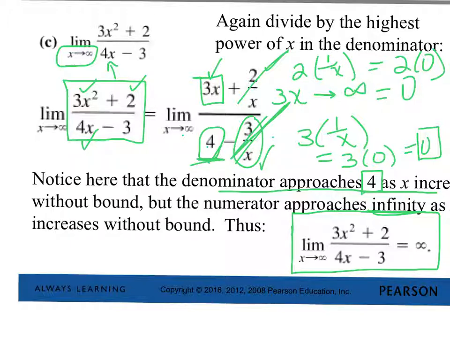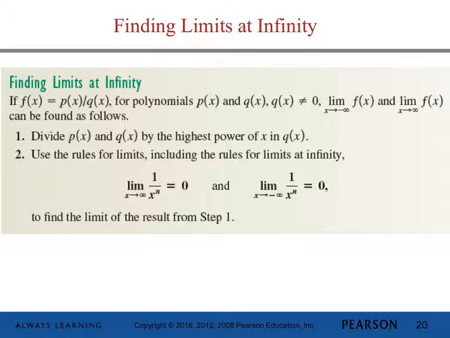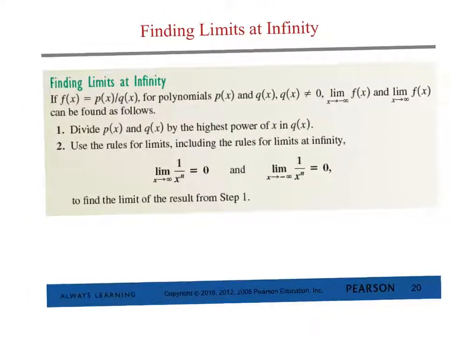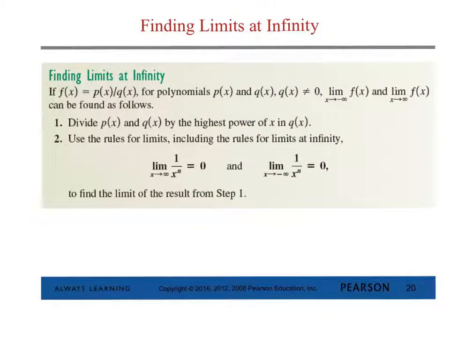So now you've seen 3 different ways that you can use that rule about 1 over x, but you always do the same thing. You divide by the highest power of x in the denominator. Remember, it has to be the one in the denominator. So our last slide, and this is the end of our lesson, simply explains or summarizes the process for finding limits at infinity.